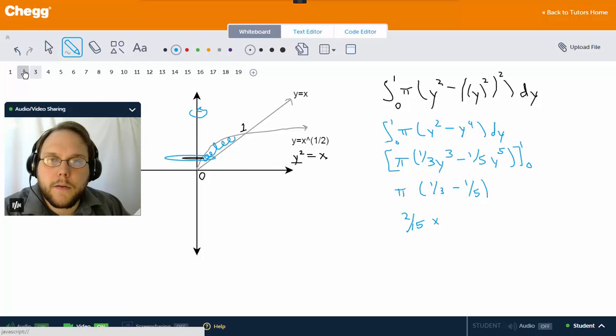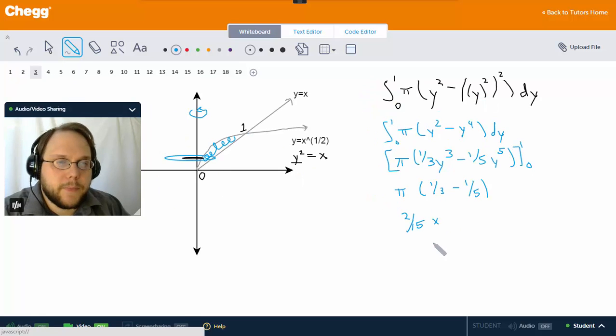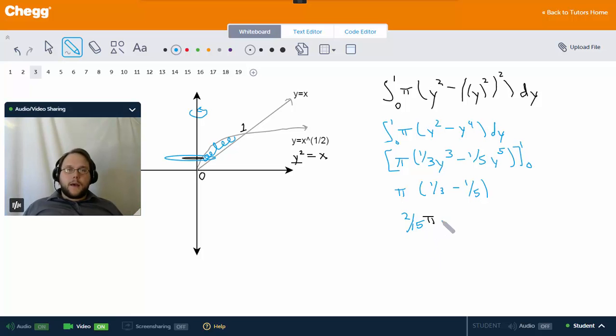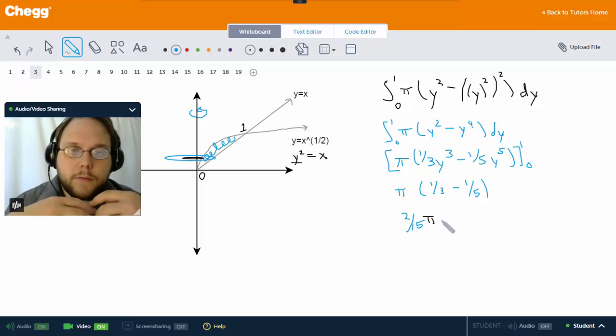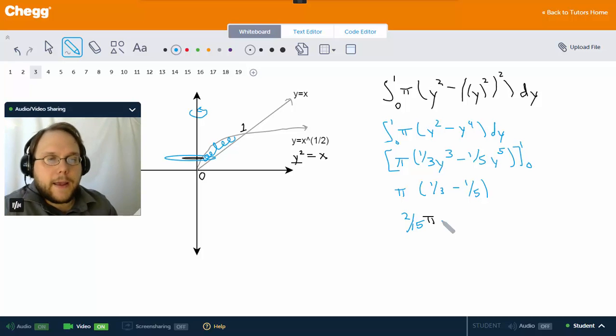Okay? So here we got pi over 6, or 1/6 pi. And here we got 2/15 pi. I need to write a pi here. There we go. 2/15 pi. And so what this tells us is that two shapes that you think might have the same area don't necessarily have the same area. You have to use the math to make sure that your intuition is correct. All right? I hope that helped out, and that's the end of that lesson.